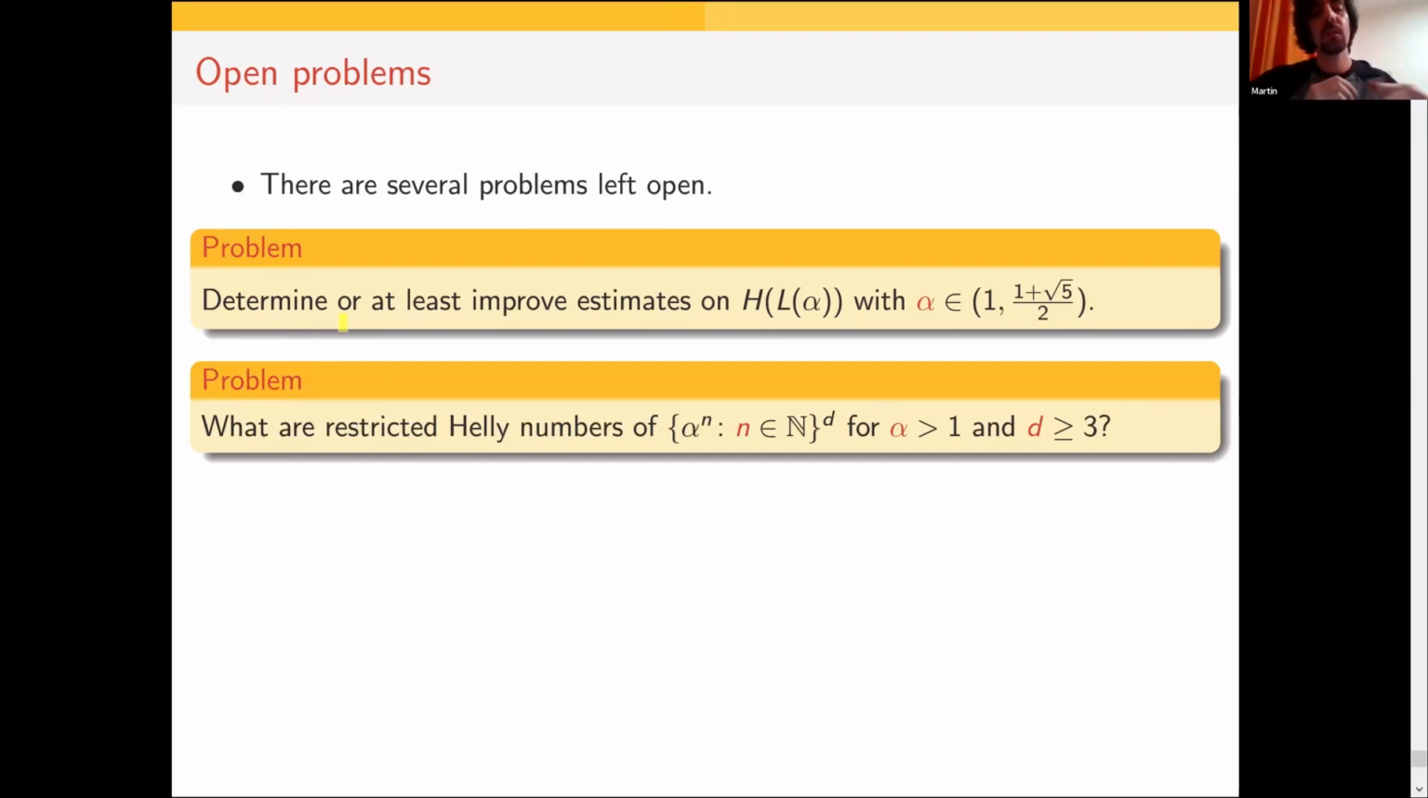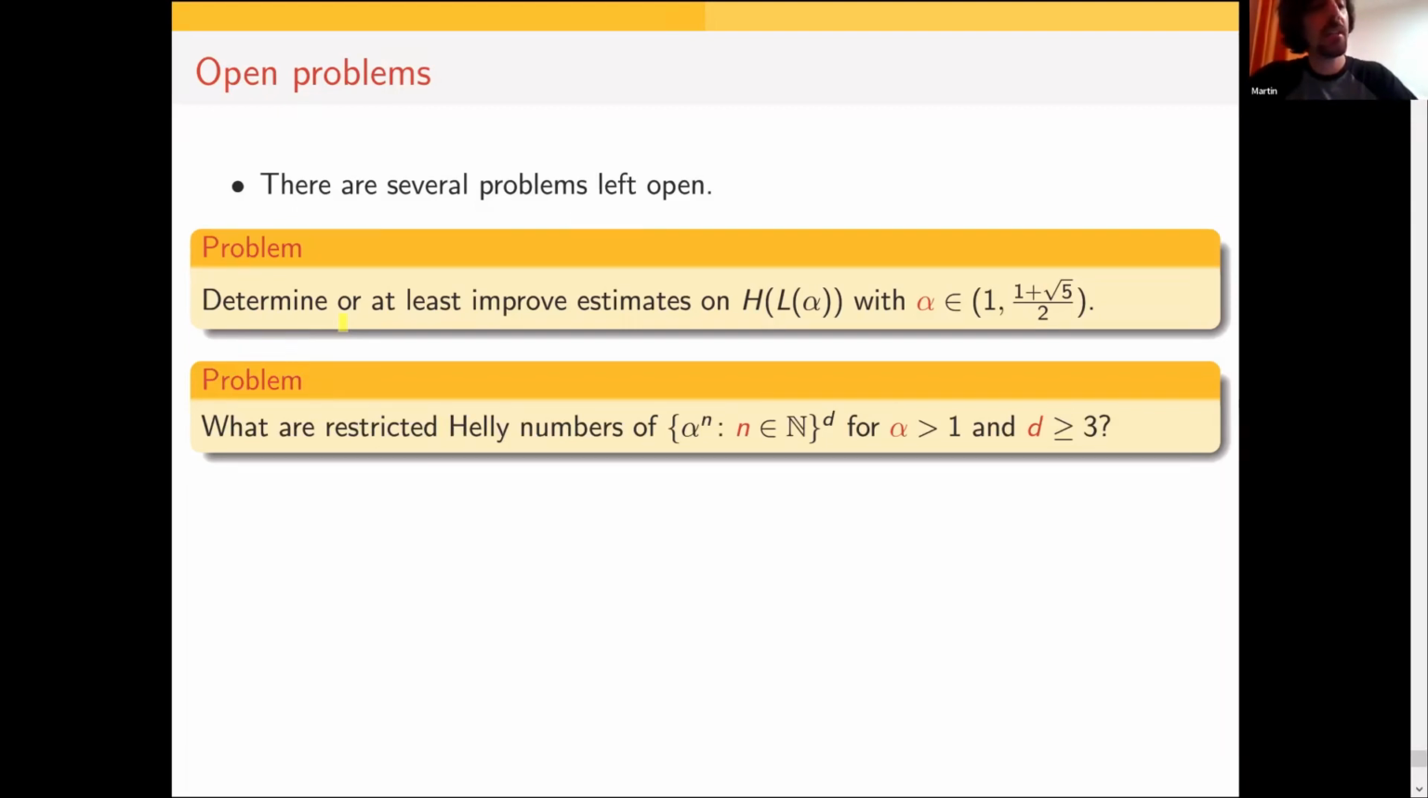But the natural question is, what happens in higher dimensions? Are these Helly numbers of exponential lattices always finite, or are there cases where they can be infinite, and so on? So if the dimension is at least 3, we don't know anything. Maybe our method can be extended to this case.